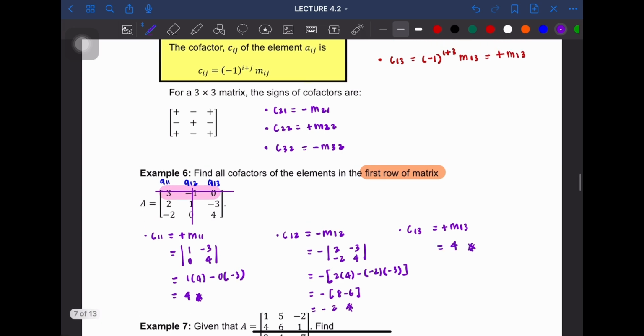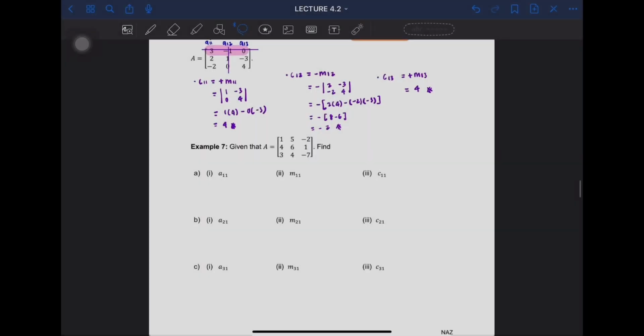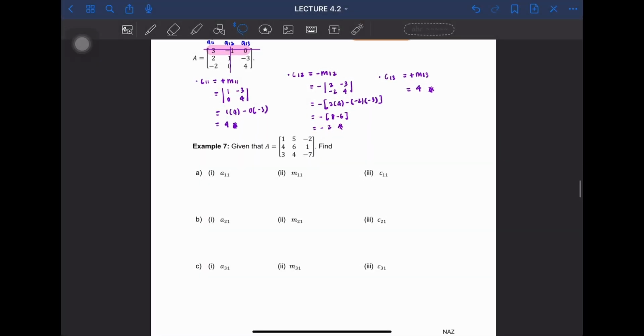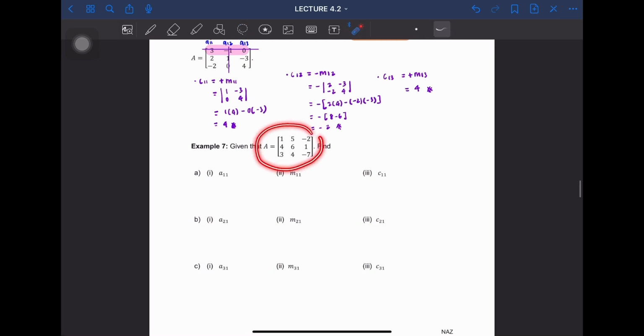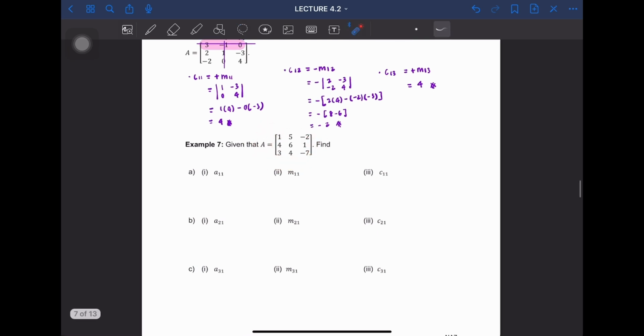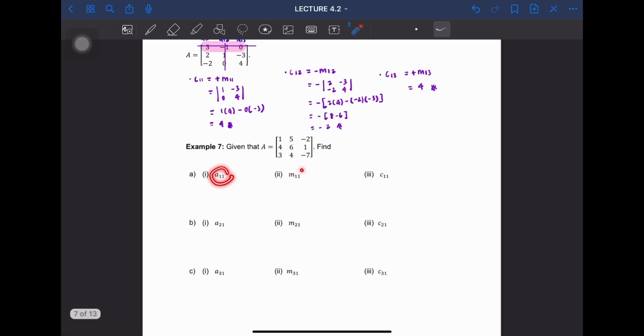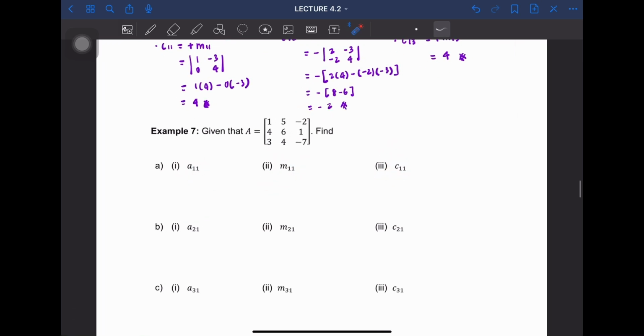Okay, that's it for cofactors. Now let's try example 7 together. Matrix A is given like this, and these are the elements. We need to find A11, M11, and C11. I believe everyone still remembers what A11 is. This is the element of the matrix at row 1, column 1, so it is equal to 1.